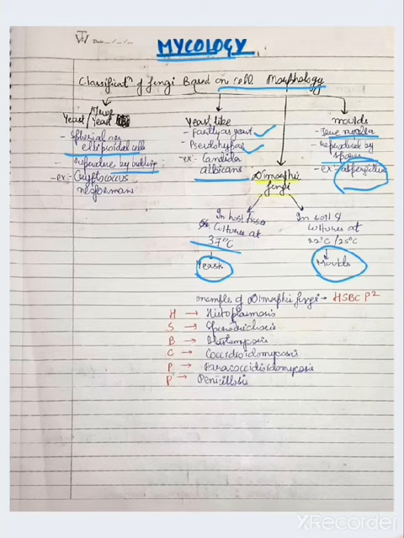Now, the examples of dimorphic fungi are HSBC-P squared: H, histoplasmosis; S, sporotrichosis; B, blastomycosis; C, coccidioidomycosis; P, paracoccidioidomycosis; and P, penicilliosis. I repeat: histoplasmosis, sporotrichosis, blastomycosis, coccidioidomycosis, paracoccidioidomycosis, and penicilliosis.